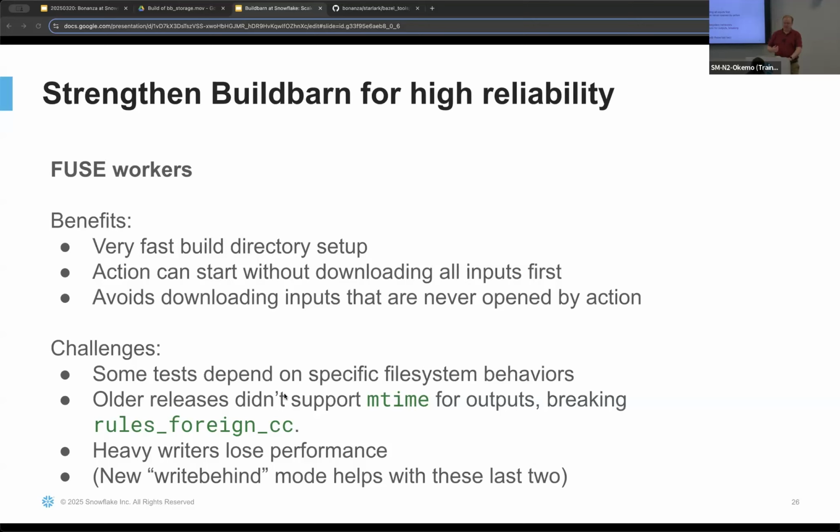But the challenge for us is that we have a lot of tests that are very persnickety about file system specific behaviors. And maybe that's just the nature of the Snowflake product, that it's highly optimized to run in a variety of circumstances in a three-cloud setup and all of those sorts of things. So one of the things that was not implemented until recently was mtime support for things that you're writing as build outputs.